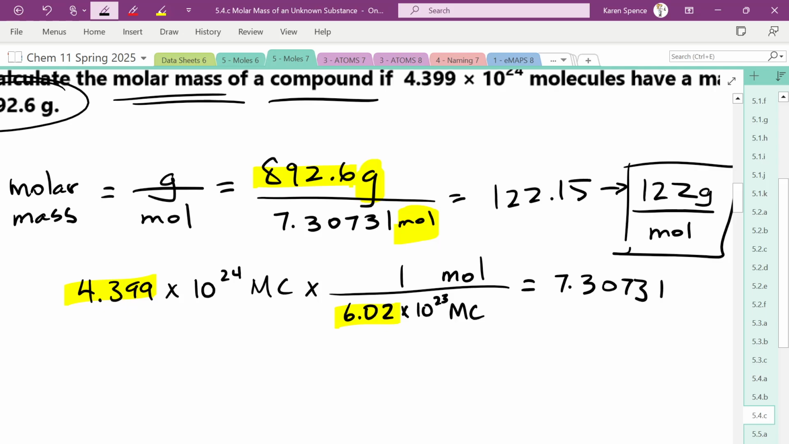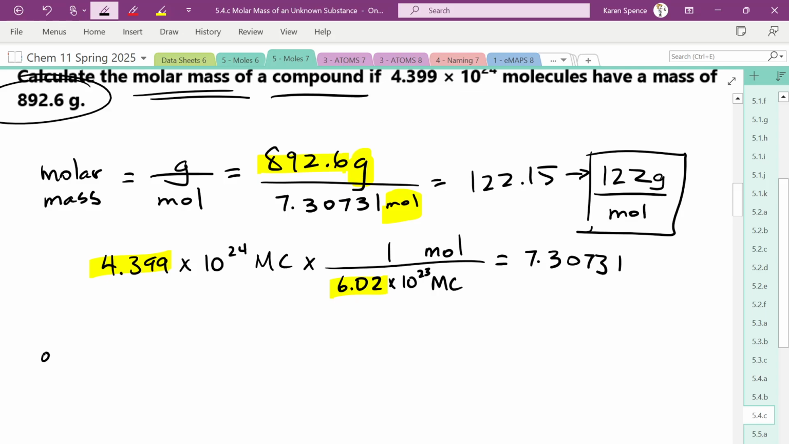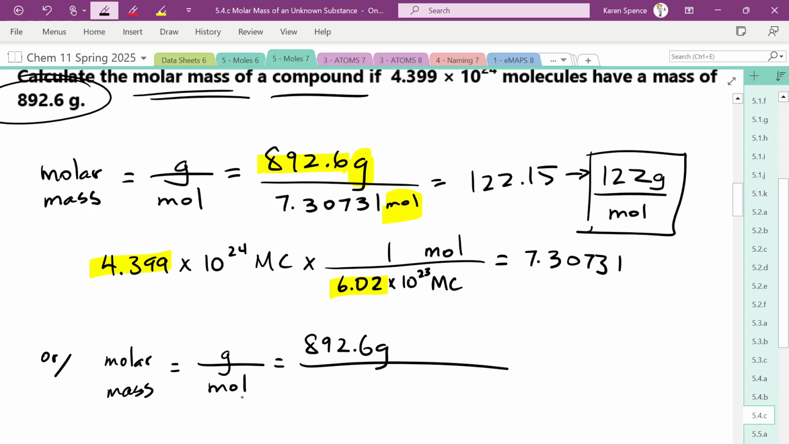So if you like that, you can do it that way. Like density, if you want to, there's another way that is slightly more efficient. Molar mass equals grams over moles. We're still going to have our 892.6 grams, but instead of putting the moles there, we're going to start by putting the 4.399 times 10 to the 24 molecules on the bottom. And then we're going to convert our molecules into moles.